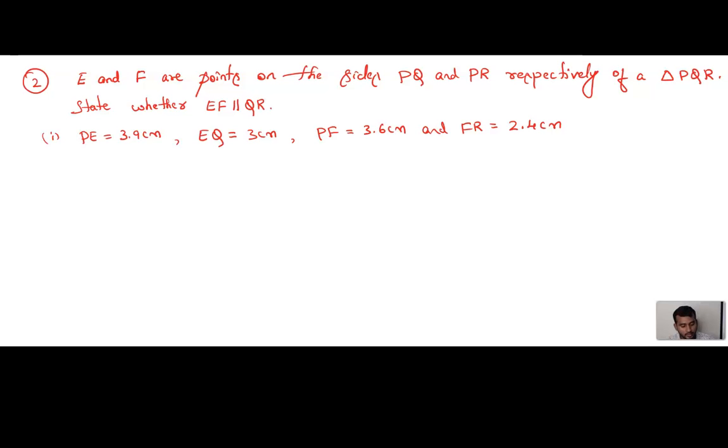See students, the next problem, question number 2. E and F are points on the sides PQ and PR respectively of a triangle PQR. State whether EF is parallel to QR. Now what is the question here? He has given one triangle. What is the name of the triangle? PQR. So shall we draw roughly triangle PQR? Just roughly I am drawing one triangle which is named as PQR. Done? Is this clear?